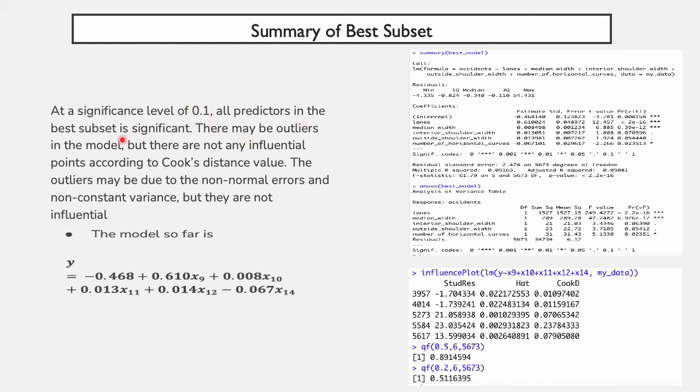There may be outliers in the model, however, they are not influential according to the Cook's distance values that we got. The outliers present in this model may be explained as a result of the non-normality of errors or the non-constancy of variance. So the model so far is described by this equation.